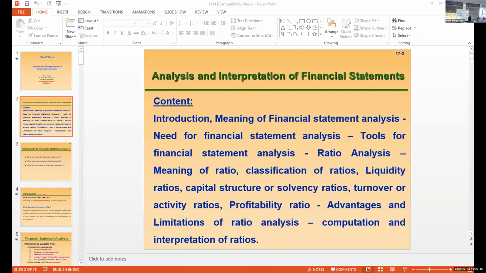The next chapter is financial statement analysis. Is it visible? I'm not sharing it. I will share it. Visible? I'm sharing a PPT.